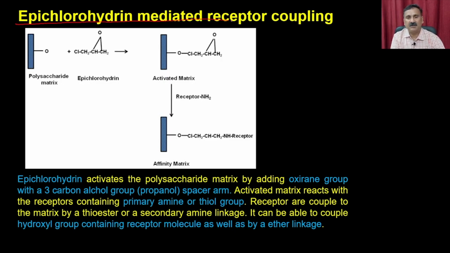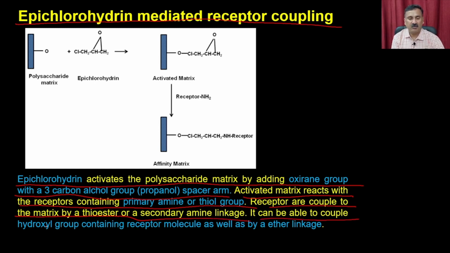You can use the epichlorohydrin mediated receptor coupling. Epichlorohydrin activates the polysaccharide matrix by adding oxirane groups with a 3 carbon alcohol group spacer arm. The activated matrix reacts with the receptor containing primary amine or thiol groups. Receptors are coupled to the matrix by a thioether or secondary amine linkage. It can also couple hydroxyl group containing receptor molecules through an ether linkage.